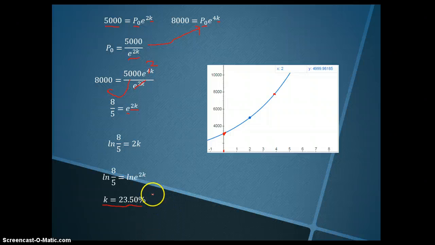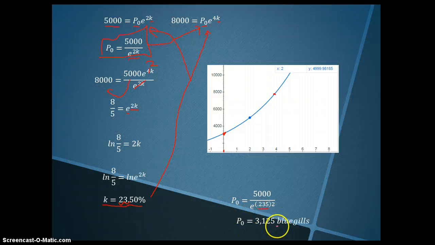Now that we have our k value, we're able to go up and plug into either one of these and solve for our final equation. Let's put it into our initial P naught equals 5,000 over e to the 2k. Remember that our decimal place moves over twice when we have a percentage. Plugging this into your calculator, we'll notice that our initial value is actually 3,125 bluegills.